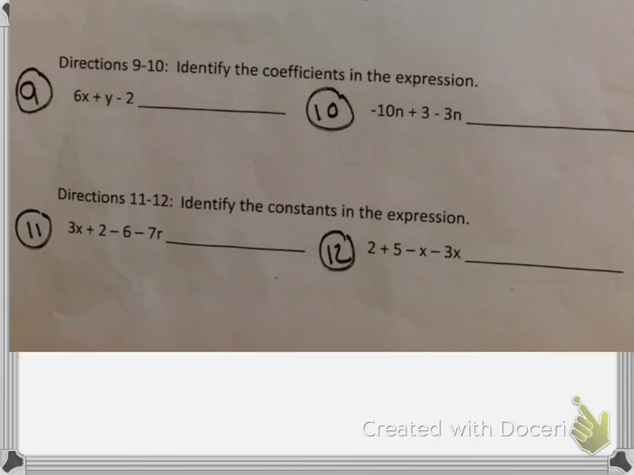So again, I'll do one of these. Identify the coefficients. Oh, I think you know this already. You probably know the coefficient is the number in front of the letter. So that's a coefficient. And that's a coefficient. Okay? The number in front of the letter. Will you try number 9? Please pause the video, and thank you so much.